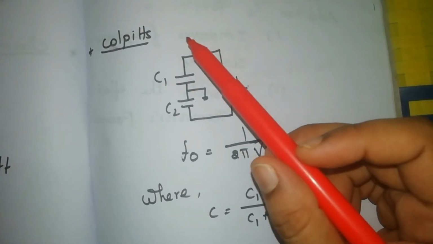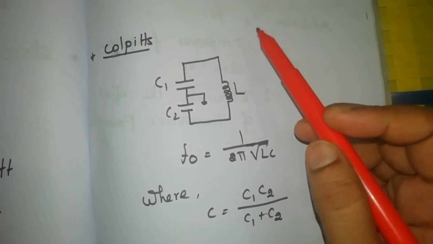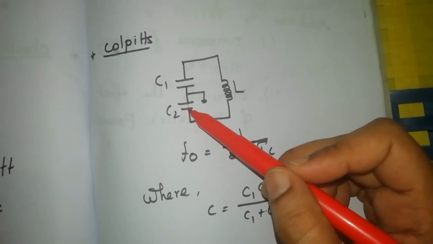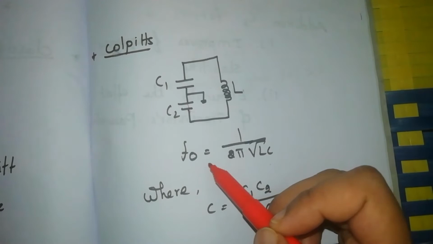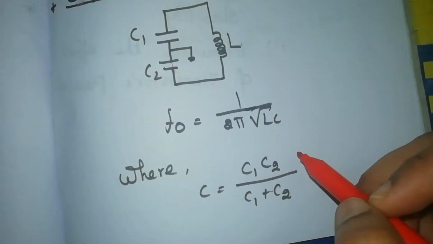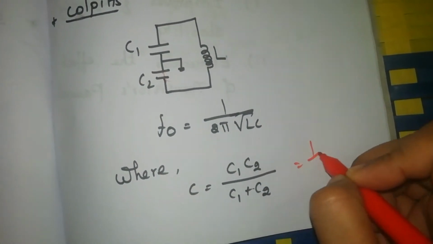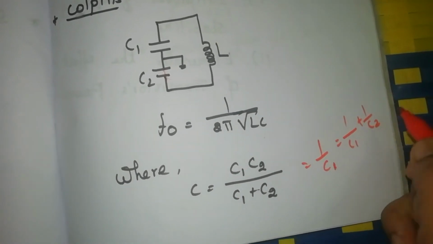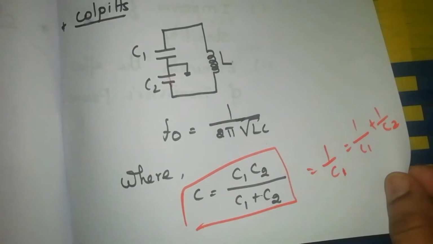So considering the next oscillator, Colpitts, here the inductors in Hartley oscillator are replaced with capacitors. So it consists of two capacitors and one inductance. So frequency of oscillation f0 is given as 1 by 2 pi root of LC, and here C is equal to C1 C2 divided by C1 plus C2, that is 1 by C is equal to 1 by C1 plus 1 by C2. So we have C is equal to C1 C2 divided by C1 plus C2.